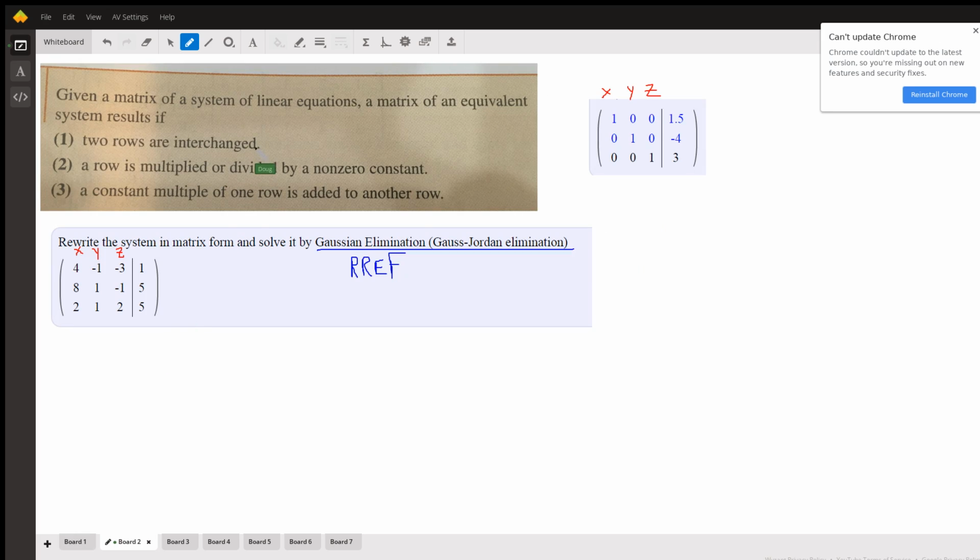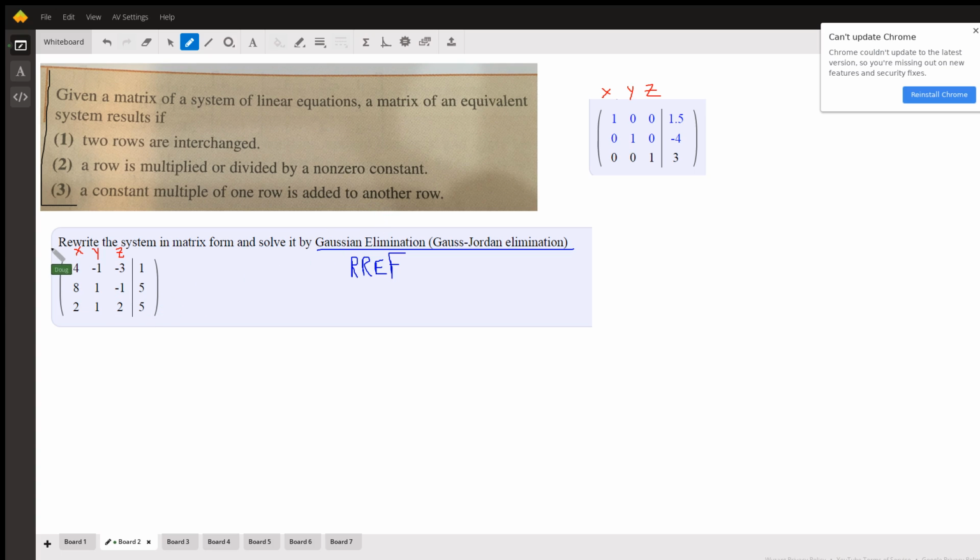Okay, now reduced row echelon form. Here are the operations that you can perform on a matrix that you still have an equivalent system. You can interchange two rows. You can multiply or divide a row by a non-zero constant, or you can take a constant multiple of one row and add it to another row.